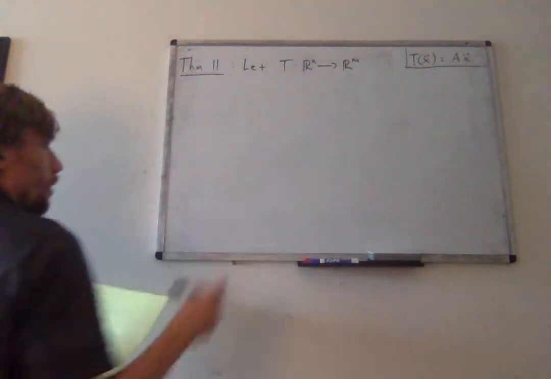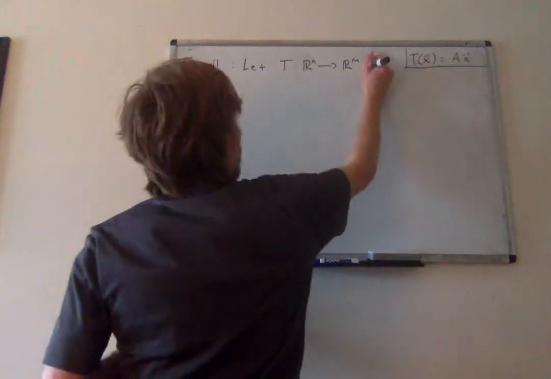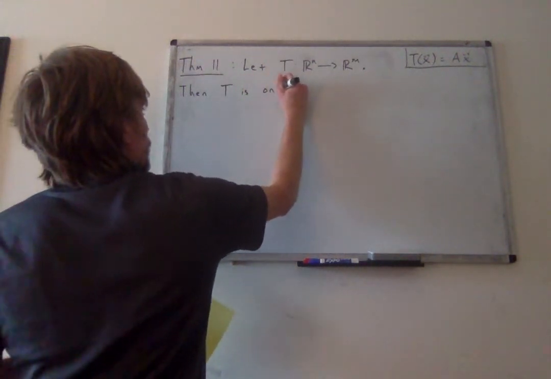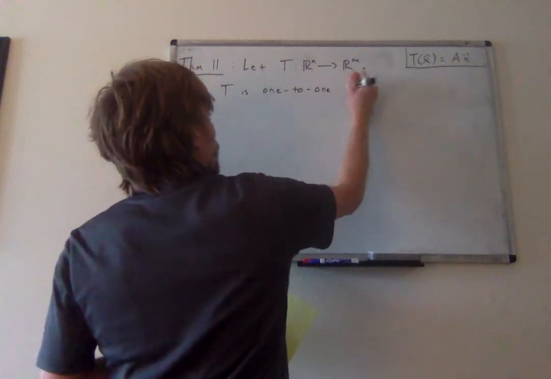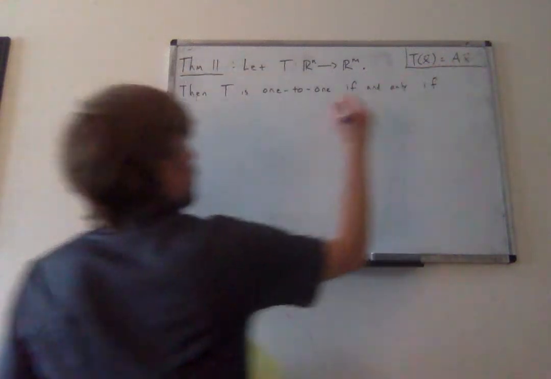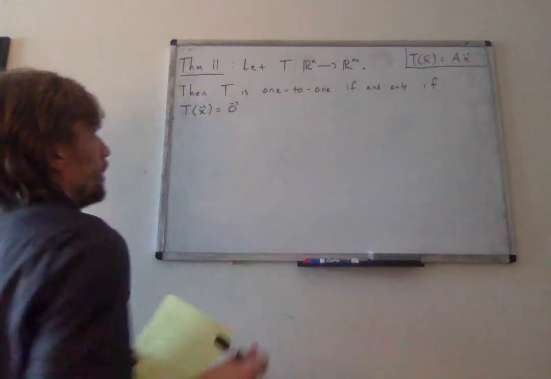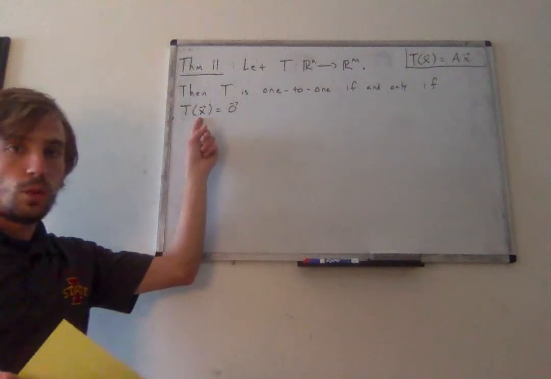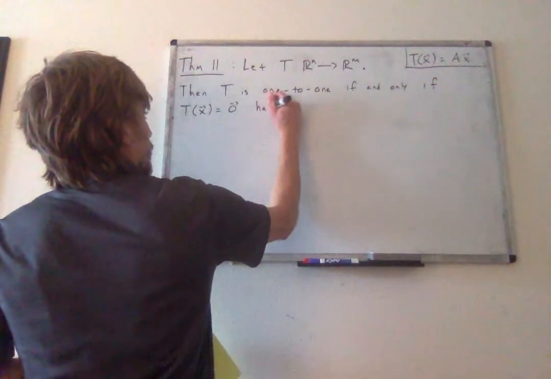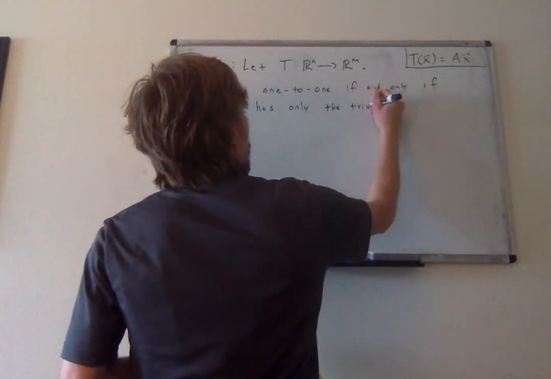So we're going to assume that T maps R^n into R^m. As we have it up there, A is going to be the matrix corresponding to T. Then T is 1-to-1 if and only if the equation Tx equals 0. And so what this is saying is, we're going to look for a vector x which maps to the 0 vector, has only the trivial solution.